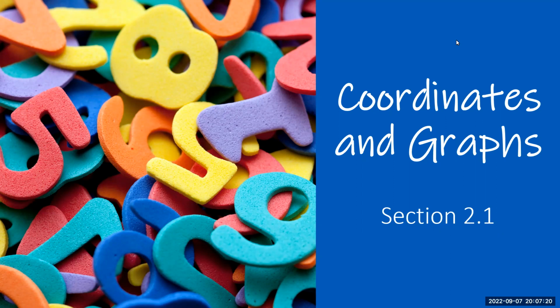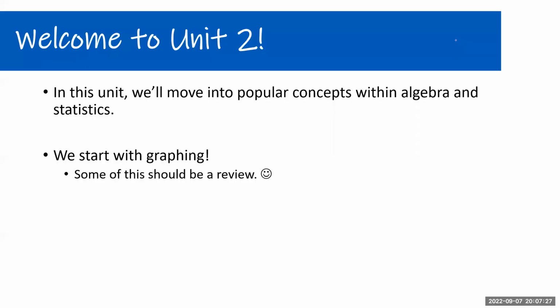Today, we're going to talk about section 2.1, which is coordinates and graphs. So first things first, welcome to Unit 2 for Math 155. This time, we're going to move into a lot of popular concepts with algebra and statistics. We actually get to see some statistics, which you know is kind of my favorite idea. And we're going to start with graphing. So some of this section in particular should be a review, so enjoy that. And then we may get into some things as we go through this chapter that you've not seen before. So hopefully we're building on existing knowledge here.